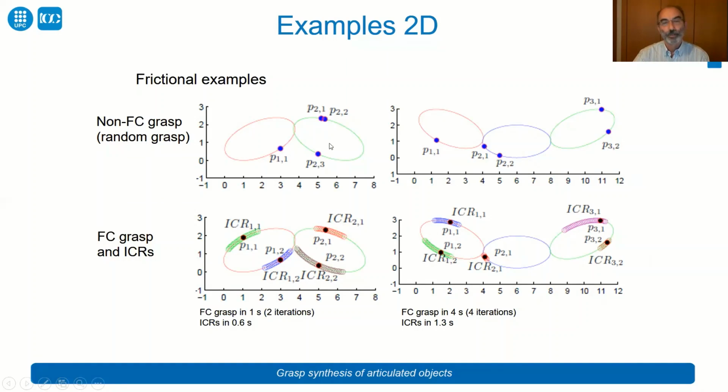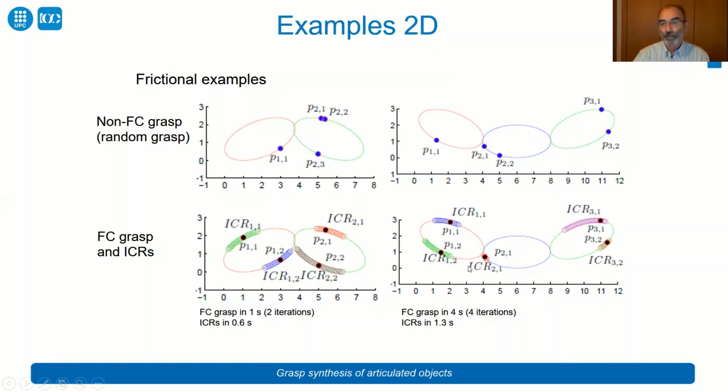So here we are showing the initial random grasp, which is not force closure, of course. This link can be moved in this direction. And below we have the same articulated object with the contact points that produce a force-closure grasp, and also the regions on the object surface that are independent contact regions. This is, the contact can be moved anywhere inside the region, and the grasp will remain force closure, and the quality eventually will be the same as the initial force-closure grasp.